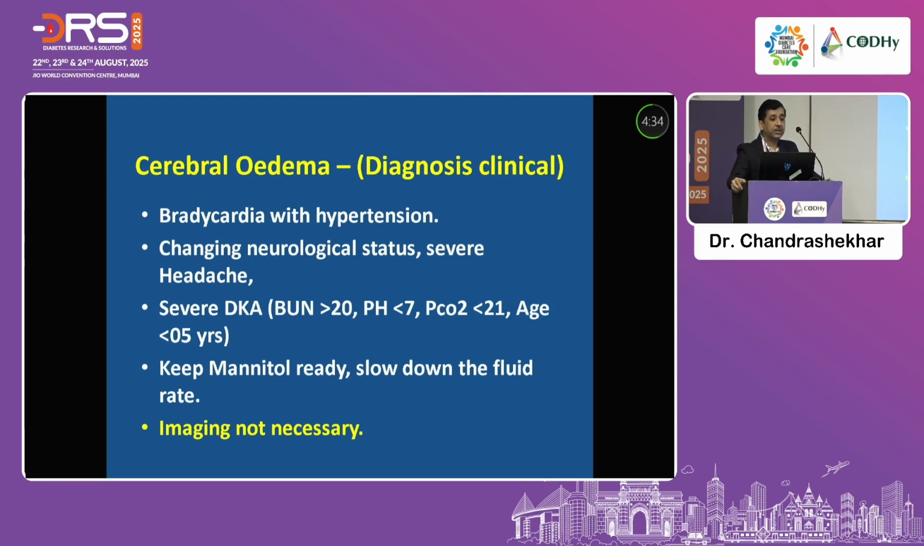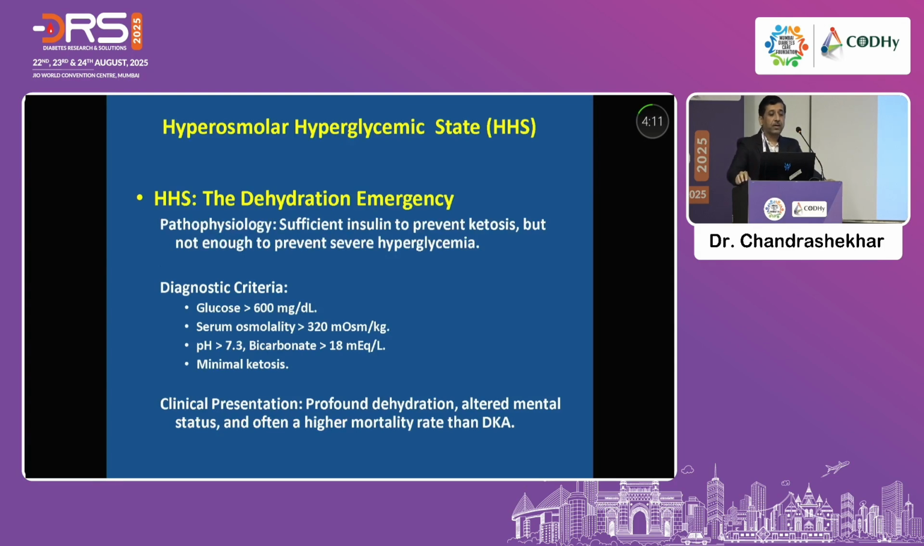And these are the severe DKA patients where blood urea nitrogen is more than 20, pH is less than 7, PCO2 less than 21, age less than 5 years. So these are the subset of patients where we need to be more vigilant, because these are the cases where there is a likelihood of developing cerebral edema. So in case of cerebral edema, keep mannitol ready and slow down the fluid rate.